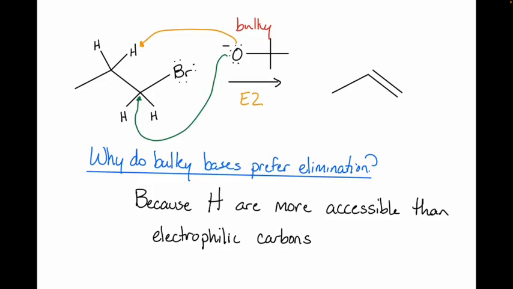And this was a primary alkyl halide. This is the most accessible of all the electrophilic carbons, right? As soon as I start adding more and more carbon bonds, all of a sudden this becomes even less accessible. So we're just going to make note here: this does not happen. Our bulky base is going to prefer that more accessible hydrogen.